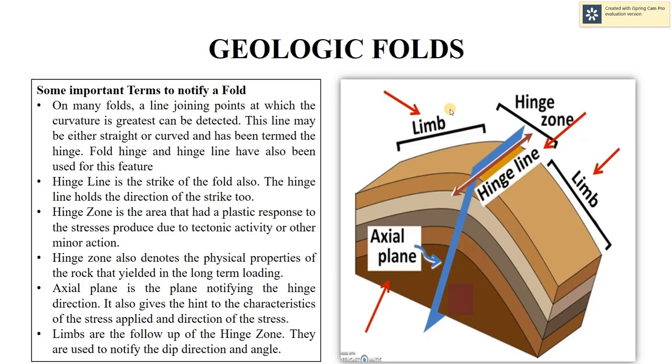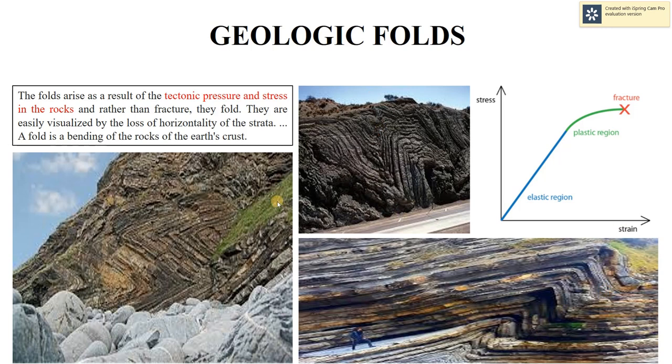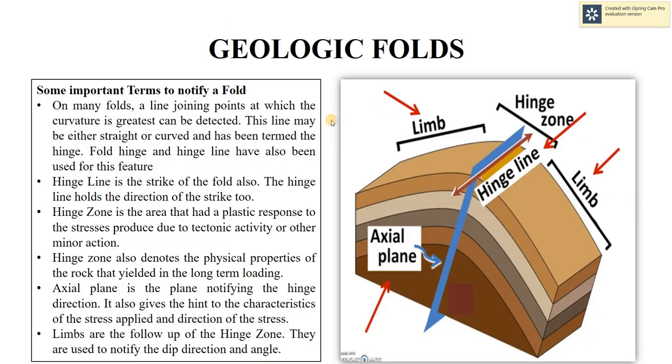Next thing we go through is some terms in the geological fold. Over here we see a folded rock, and whenever we look at a folded rock, there are some characteristics that we have to firstly define, and then only we can understand what kind of fold it is, because before we go into any type of fold, we have to understand what its terms are. So there are many, so let's just read a little bit of this. On many folds, a line joining points where the curvature is greatest can be detected. This line can be either straight or curved. It has been termed as hinge. So the highest curvature over here is this point. So this point actually is the hinge.